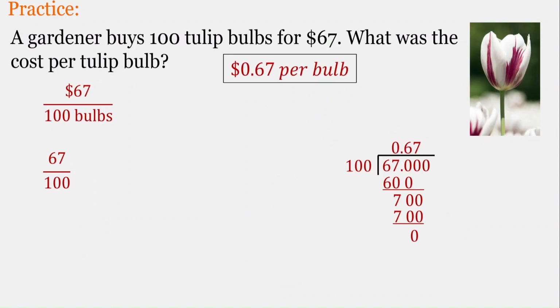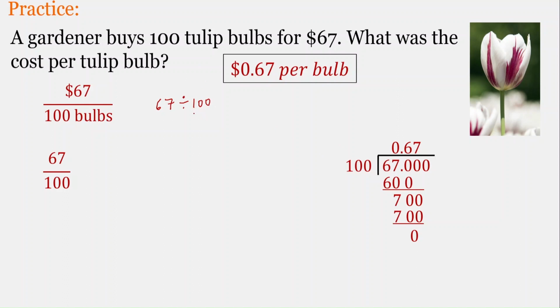And then finally, we have a gardener who buys 100 tulip bulbs for $67. What was the cost per tulip bulb? This goes similar to our hiker descending. We have a cost of something divided by the number of things we purchased. In this case, we purchased 100 bulbs. The math we are doing is 67 divided by 100. And I went ahead and showed the long division.